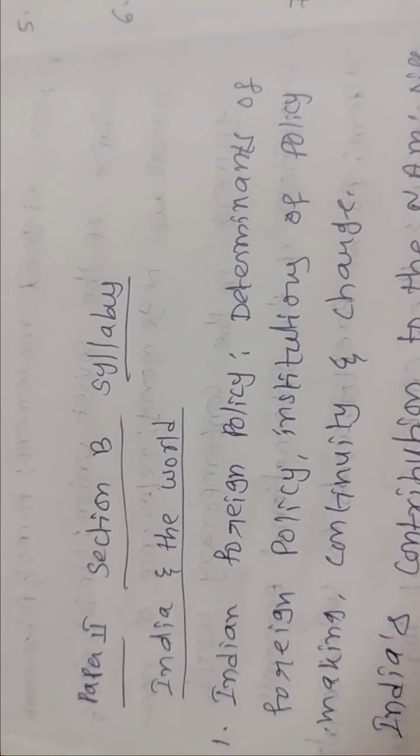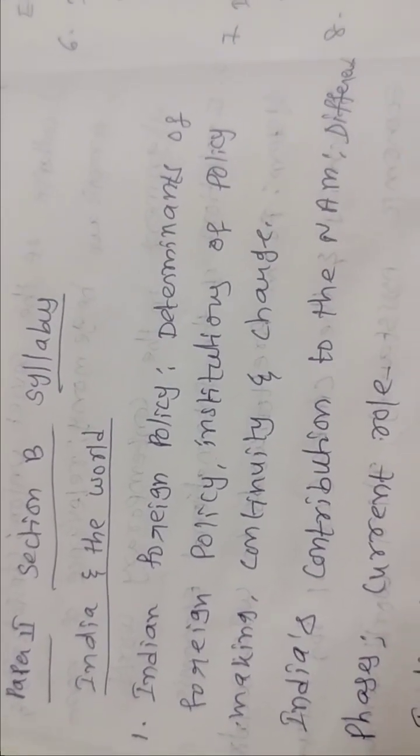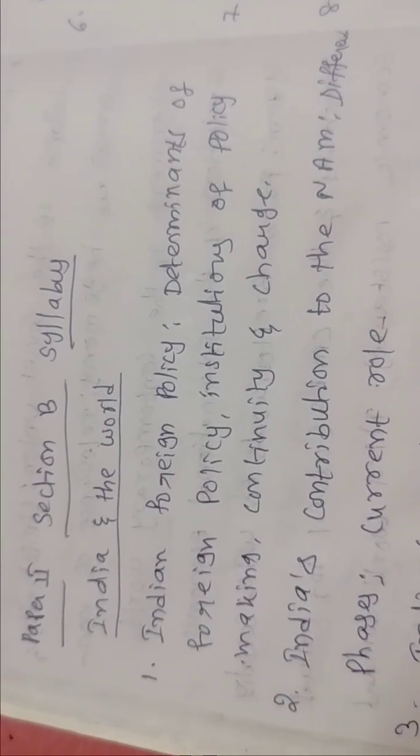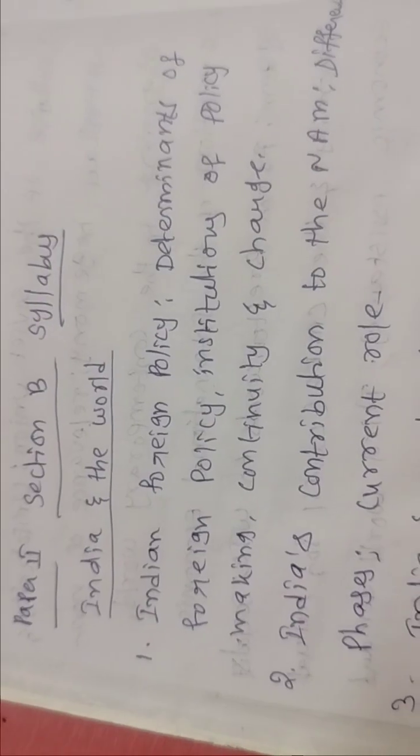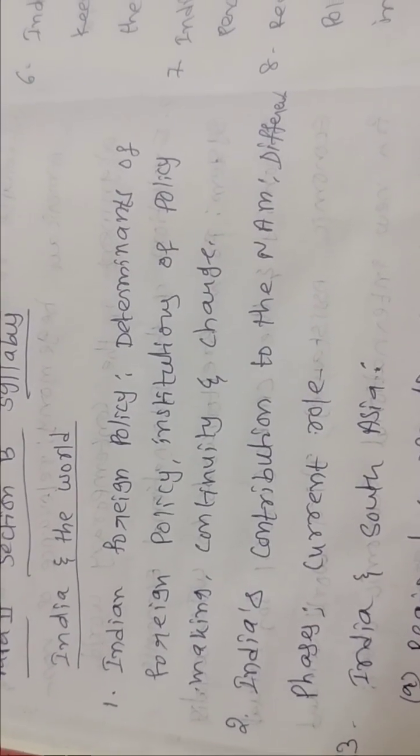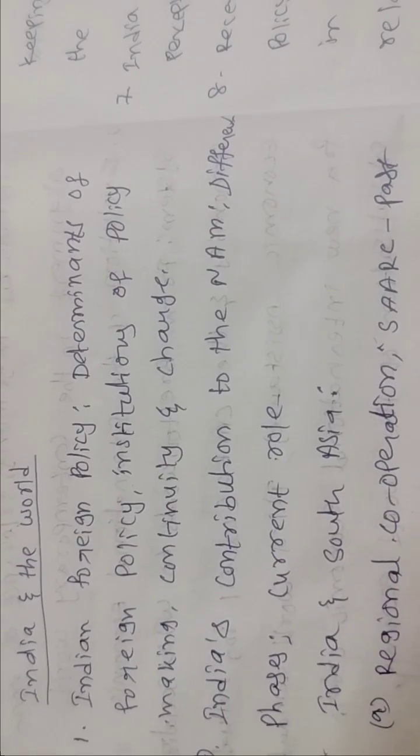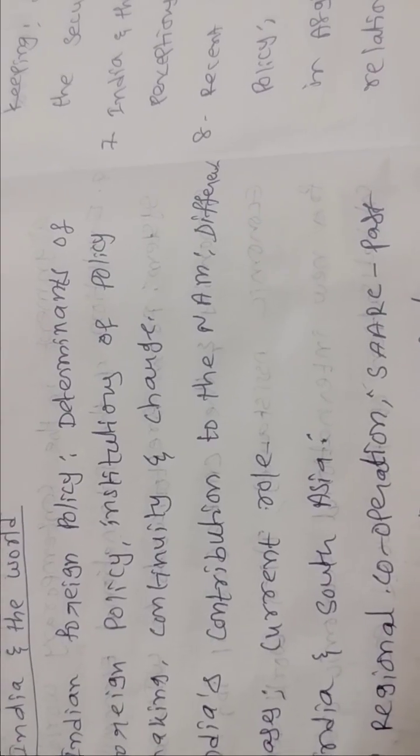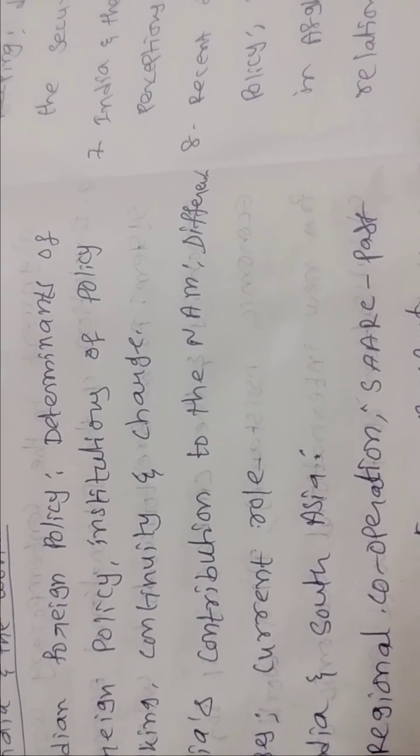Next, Paper 2, Section B syllabus, India and the World. Section B has 8 topics. Let's discuss one by one. First chapter is Indian foreign policy. Determinants of foreign policy, institutions of policy making, continuity and change.